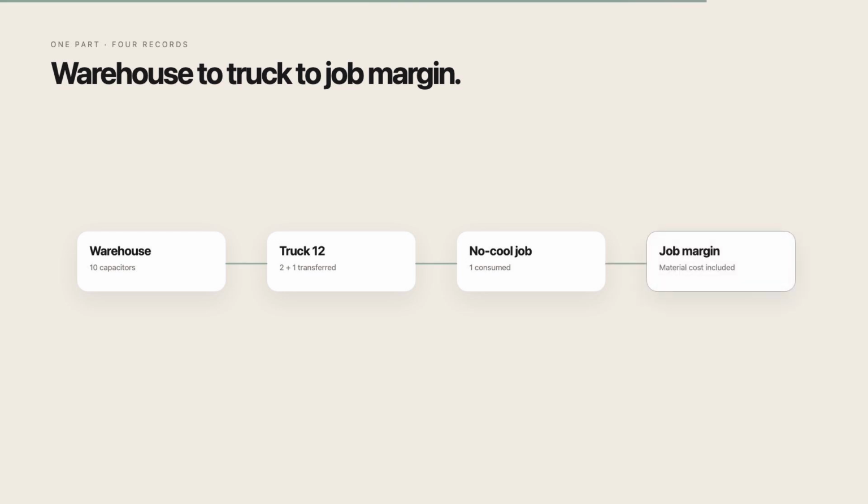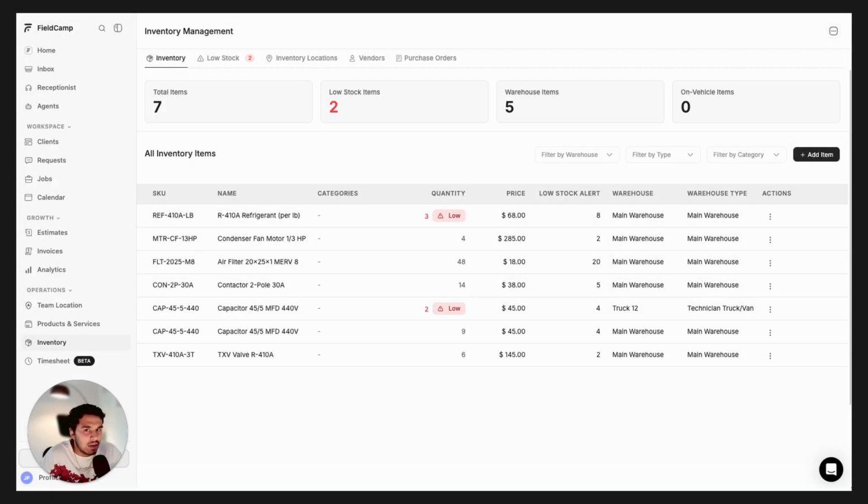In this video, I'll track one capacitor from warehouse inventory to service truck stock, add it to a work order, and connect it to HVAC job costing. And ultimately, your software should support this entire flow.